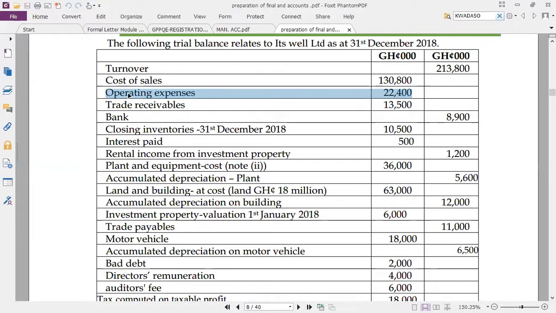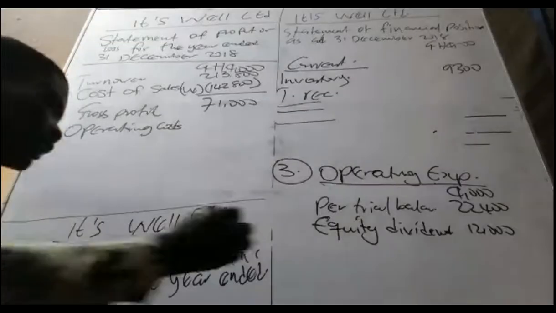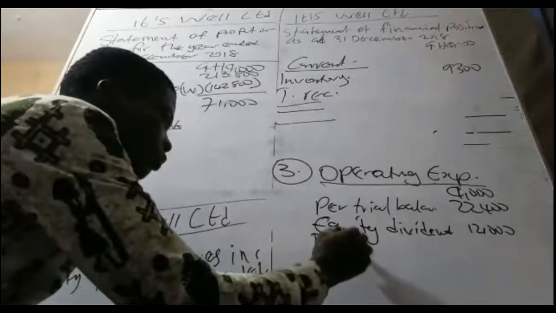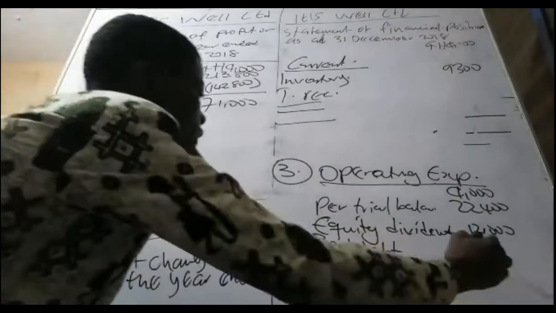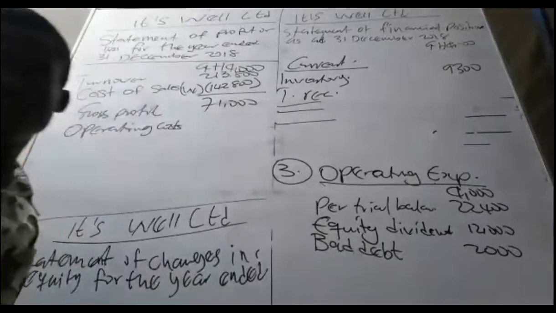So one after the other. Trade receivable, no. Bank, no. Closing inventory, no. Interest paid, no. Rental income, no. Plant, no. Accumulated, no. Land, no. Accumulated, no. Investment property, no. Trade payables, no. Accumulated, no. Bad debt, yep. So bad debt, 2,000.